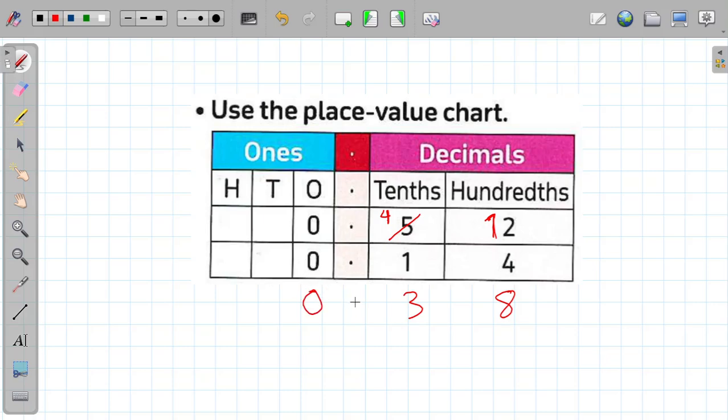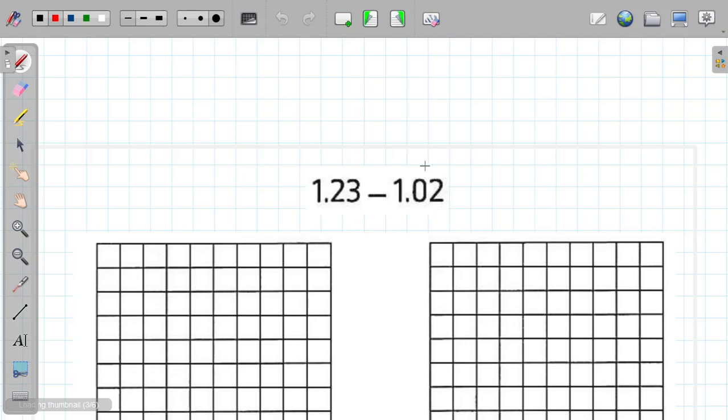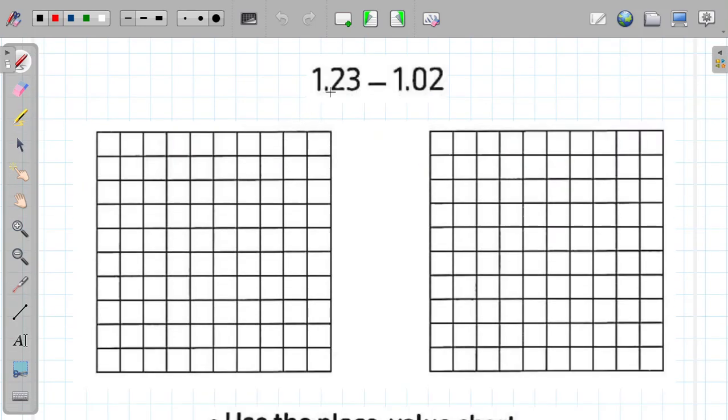And I will put the decimal point in its place. Okay, so the result will be 0.38 or 38 hundredths. Okay, so if I have an example like this, I have 1.23 minus 1.02, or 1 and 23 hundredths minus 1 and 2 hundredths.